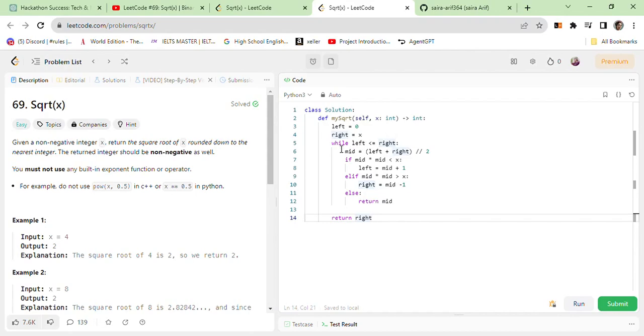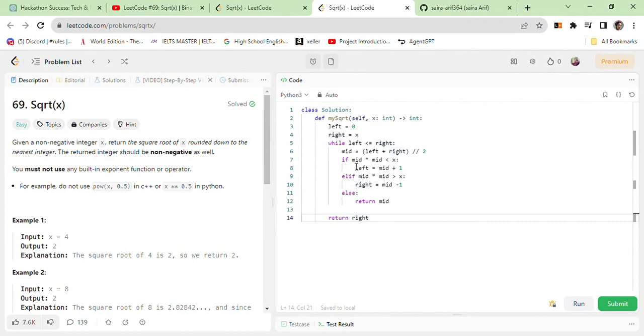Then we use a while loop. If left is less than or equal to right, then we enter the loop and we find our median value, left plus right divided by 2. So if we use this example, the answer should exist between 1 and 4, like I have already explained by using x 16. So in this case the median value is 2.